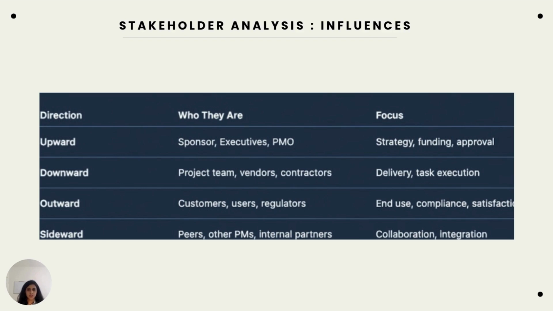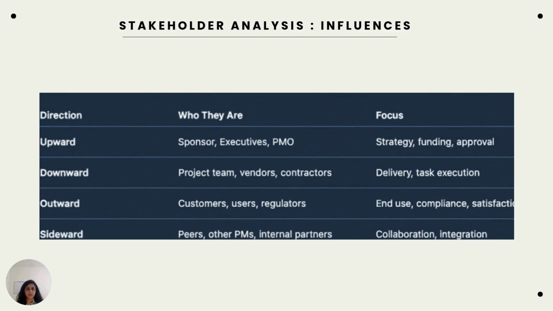Now, directional influence, where the power flows. The PMP exam loves to test if you know the difference between the sources of influence or not. We categorize it into 4 directions: upward influence, downward influence, outward influence, sideways influence. So let's look at each one of them.